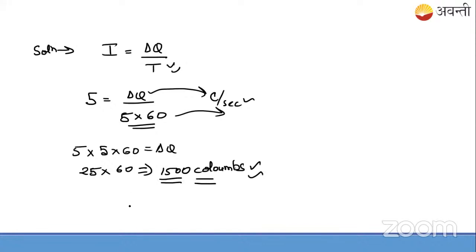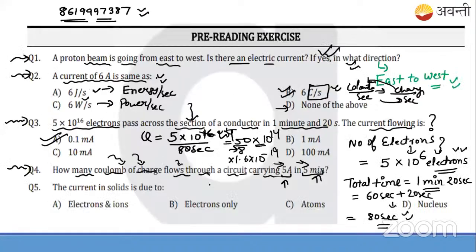So yes, one of the students has already texted it. 300 coulombs? No, students, your answer is wrong. It won't be 300 coulombs. It's 150... just multiply and you will find out. It's 1500. Did you understand? So you must focus on your mathematics skills. So we'll say the total charge which is crossing is 1500 coulombs.